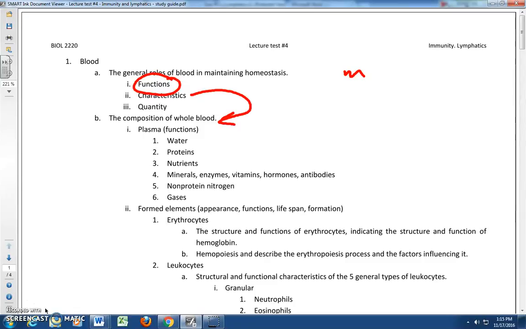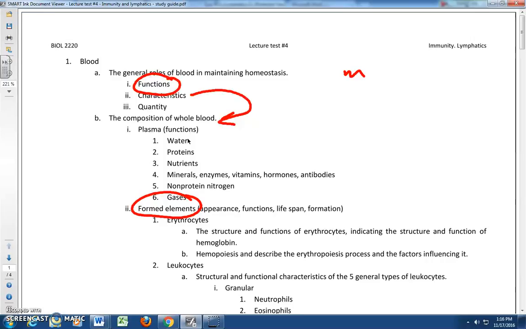Now, composition. Understand what the components of plasma are. You have to recognize things like that. If I ask you, red blood cells, are they components of plasma? Obviously not. That makes sense? Formed elements. Know all the blood cells. It's not a big deal, I suppose, knowing all blood cells, right?